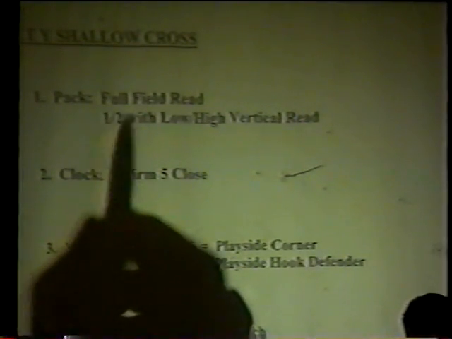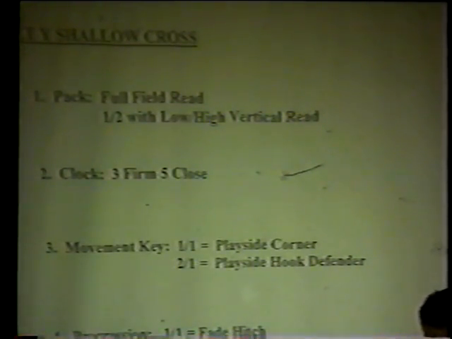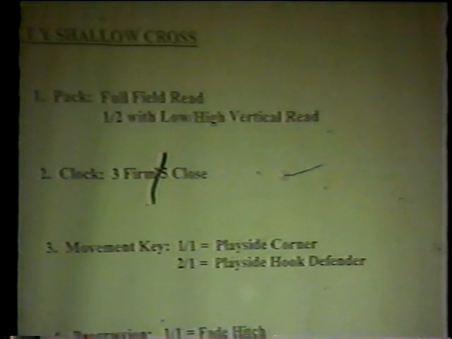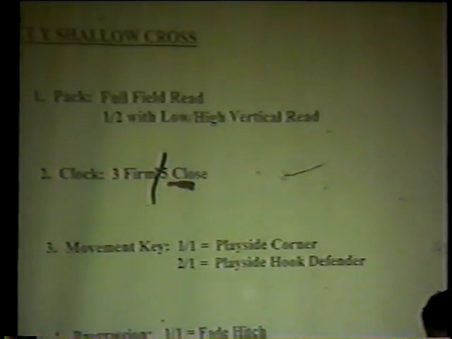field read, the quarterback's got a one-on-one. If the one-on-one's there, he's going to take it. If it isn't, if it's 2 over 1, he's going to play low-high with the vertical read based off the hook curl defender. His clock on this is 3 and firm and 5 and close. 3 and firm, if he's got a free access corner, he'll take it. You'll see the diagram and understand it in a second. And on 5 and close, he's going to read the hook curl player or the foundation.